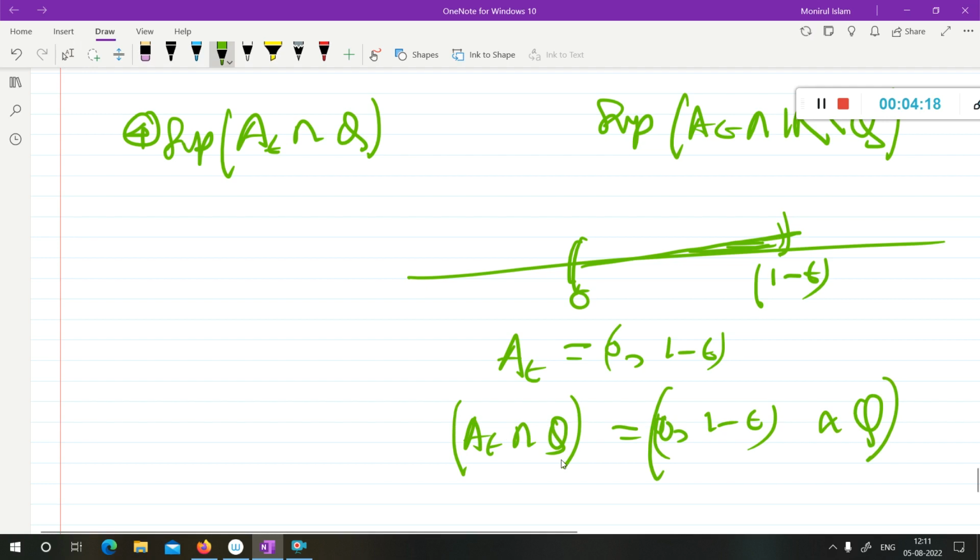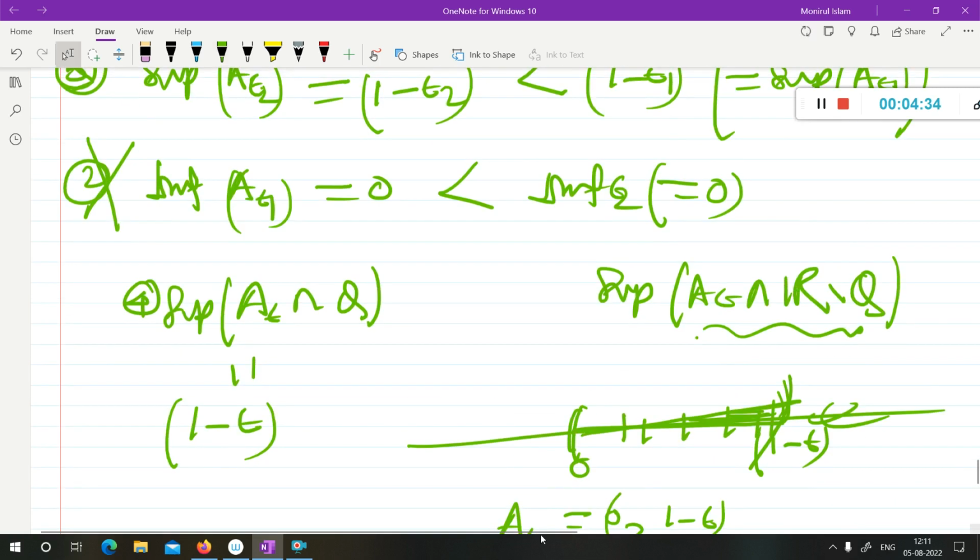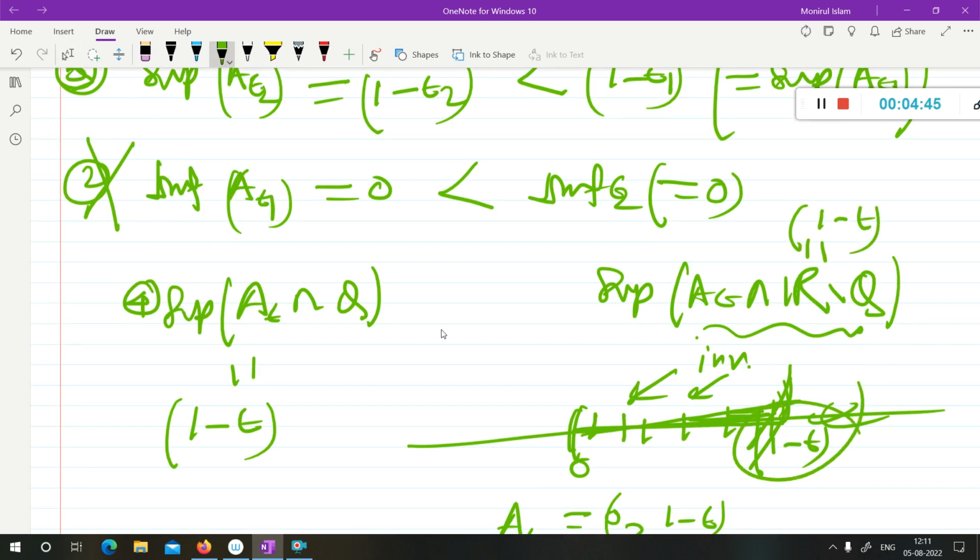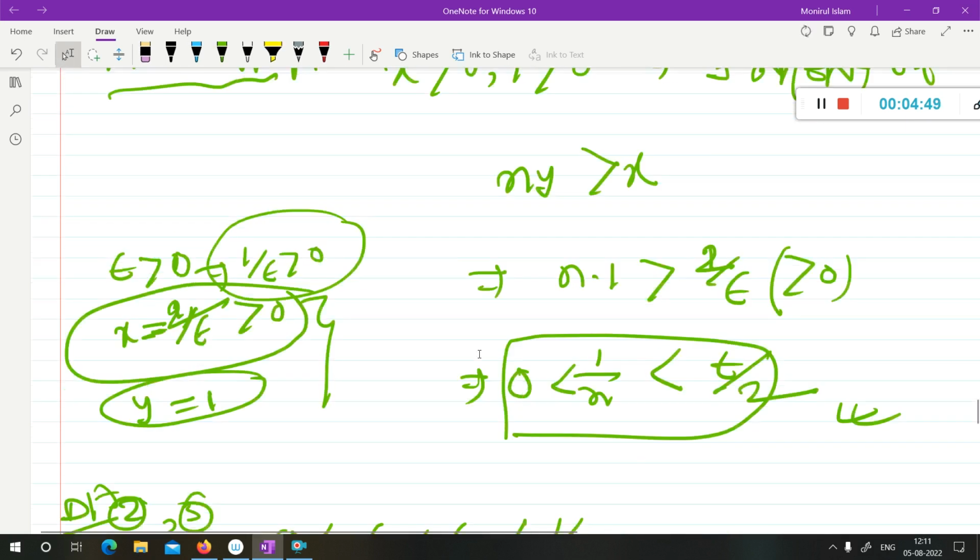Okay, because it is nothing but, if you have to take a member of the epsilon that are rational, but the supremum is 1 minus epsilon itself. Now this epsilon intersection R minus Q means you have to take a member that are irrational in this interval. Its supremum is again 1 minus epsilon, because no member is greater than 1 minus epsilon. So these two are equal.